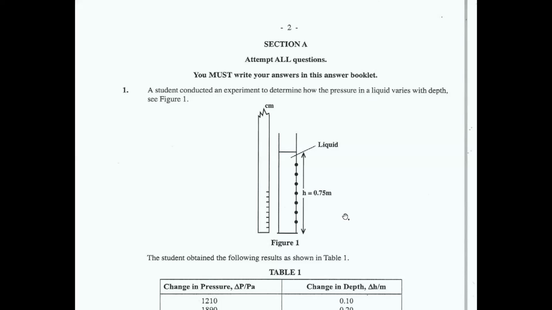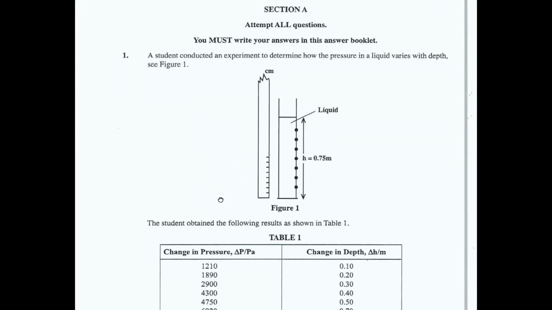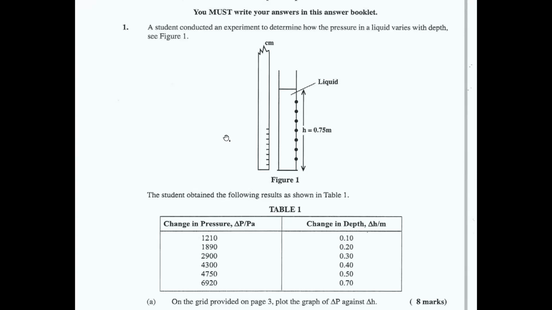The first question that we look at is actually a data analysis question. The first question on paper 2 will be a data analysis, and this one comes from the topic of hydrostatics. So we'll be looking at hydrostatics and data analysis together with this question. All the time it's an experimental based question. We have a diagram of an experimental setup where a student measured the pressure of a liquid at different depths, and the values are given in this table.